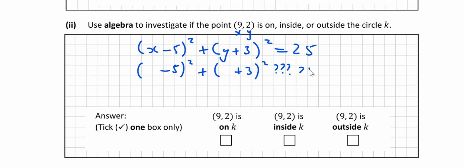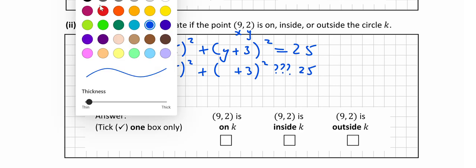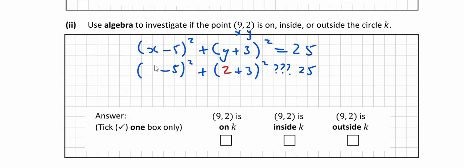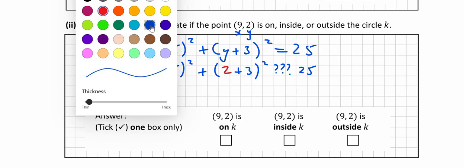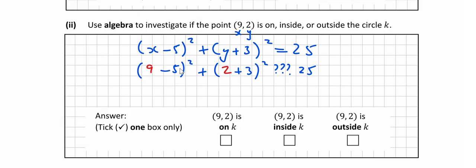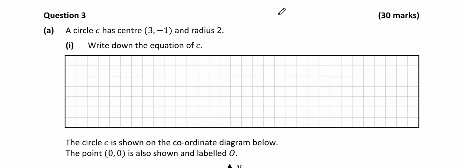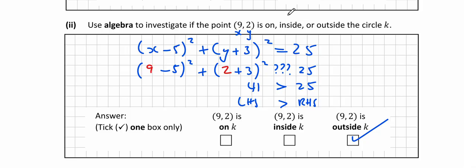We don't know yet. So subbing in 9 instead of x and 2 instead of y, we're going to get, if we calculate quickly there, 4 squared is 16, 16 plus 5 squared 25, that's going to be 41, which is greater than 25. And if that's the case, 41 greater than 25, left hand side greater than the right hand side, it's going to be outside the circle. It's definitely going to be outside, and that is 2024 paper done.